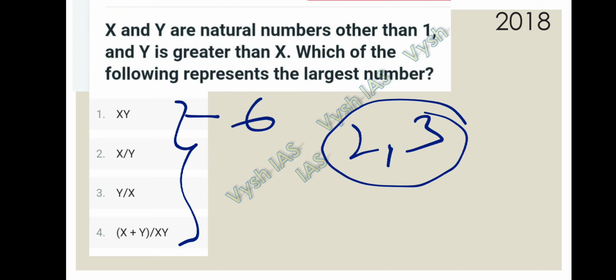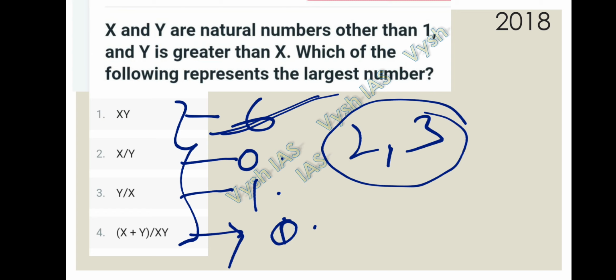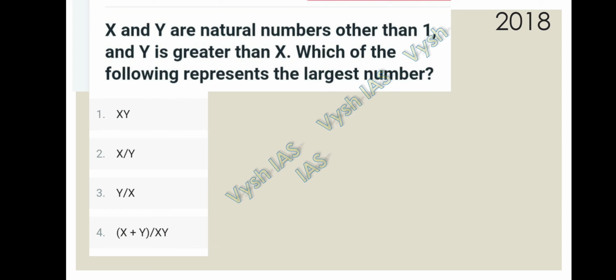So 2 into 3 is 6. 2 by 3 is 0 point something. y by x is 1 point something. x plus y, that is 5 by 6, is nothing but 0 point something. So the greatest is 6. You can substitute any numbers, the multiplication will be greater, so option 1 is correct.